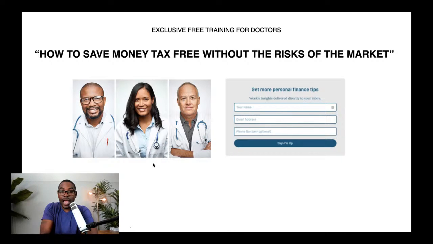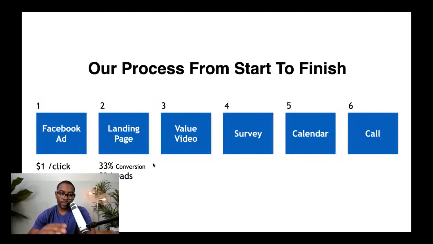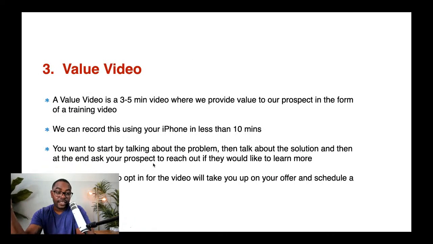Awesome. Now we have the same congruent picture, and then we just want to get some of their information. If they take a look at the informational video and don't book, we have information we can either manually follow up with, or we can put some systems in place to do that. The next process: 33% of the people who land on that landing page convert into leads, which turns out to be $3 per lead. Simple math. The next thing is the value video.